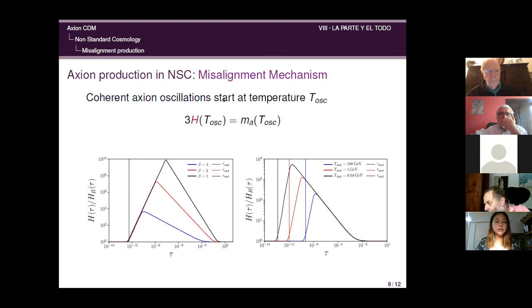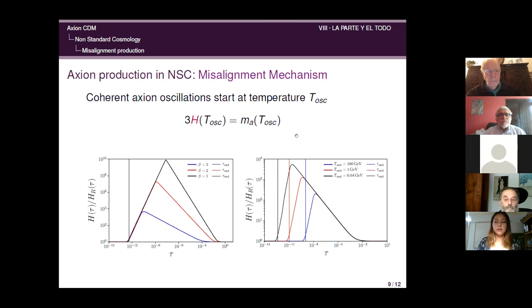Okay, so considering non-standard cosmology has two effects on the production of axions by the misalignment mechanism. The first one is that we are changing the expansion rate. For instance, this plot shows the expansion rate in a non-standard cosmology in comparison with the expansion rate in a standard cosmology when radiation dominates. In this plot, I'm taking different values for beta. We can see that for a lower beta, the expansion rate is faster. And in this one, I'm taking different values for T_end. So for a lower T_end, the black line, we can extend the duration of this new cosmology.